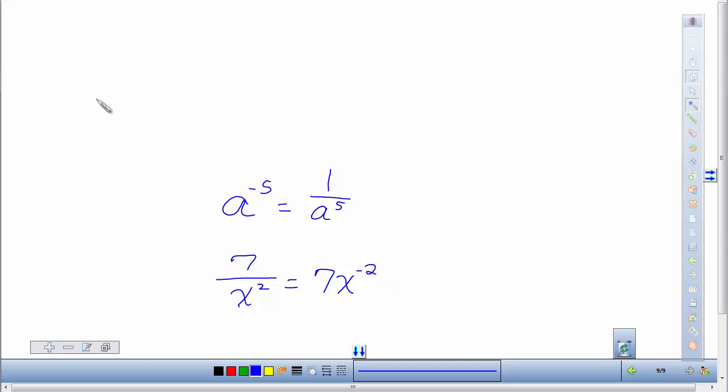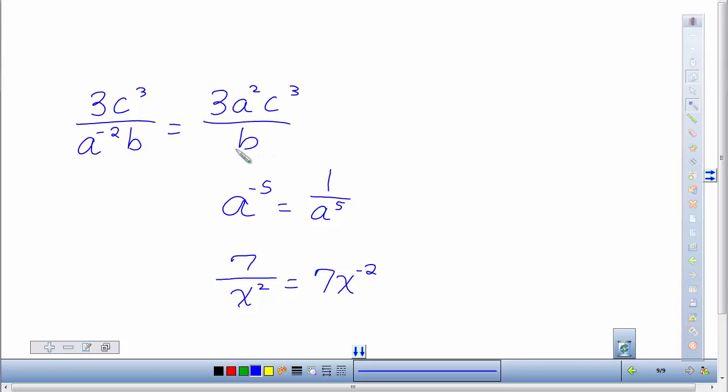For instance, if I wanted to do 3c cubed over a to the -2b, and I said I want everything written with a positive exponent, then I would rewrite this as 3a squared c cubed over b. The only one I needed to move was the a factor. Okay. All right. So this is kind of our rule for that.